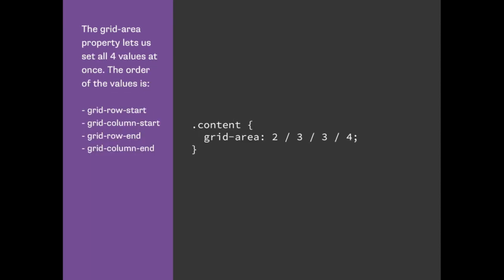We can declare all 4. So again, a slash is separating them. The order of these is grid-row-start, grid-column-start, grid-row-end, and grid-column-end. And good luck with remembering that. Because yeah, I'm not sure. I think the one before is probably what I would use. I think sometimes making things too short is just more confusing.